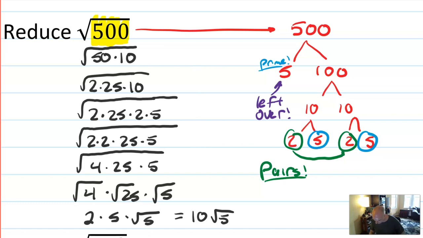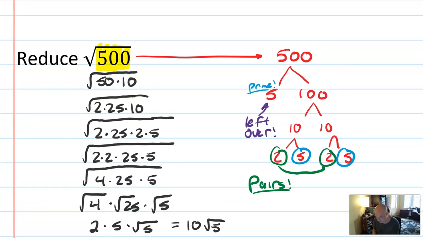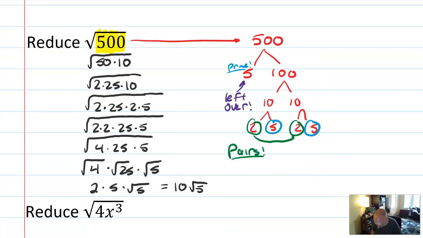So, you know, you can use a factor tree, but also it's important to know mathematically why this is true and what's going on. They don't just walk outside of the square root because square roots are fun and magical. They walk outside of the square root because they're a perfect square underneath the root.